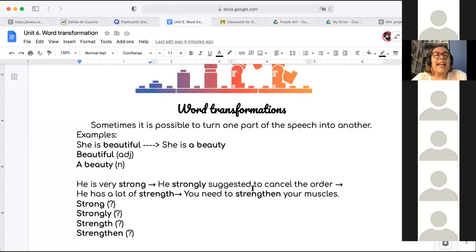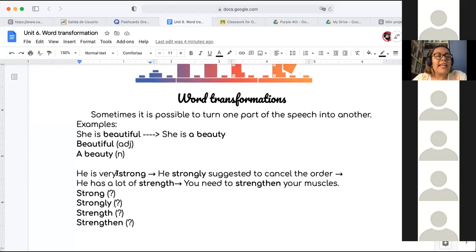Okay, so let's see. Now, another example. He is very strong. Okay, here the first word is strong. He strongly suggested to cancel the order. So here it's a completely new word, okay, with a different termination. He has a lot of strength and you need to strengthen your muscles. This is what I need you to do. If you wanna just tell me on the microphone and you want me to note it down here in the document, it's fine. But if you wanna access the document, you can do it as well, as you prefer.